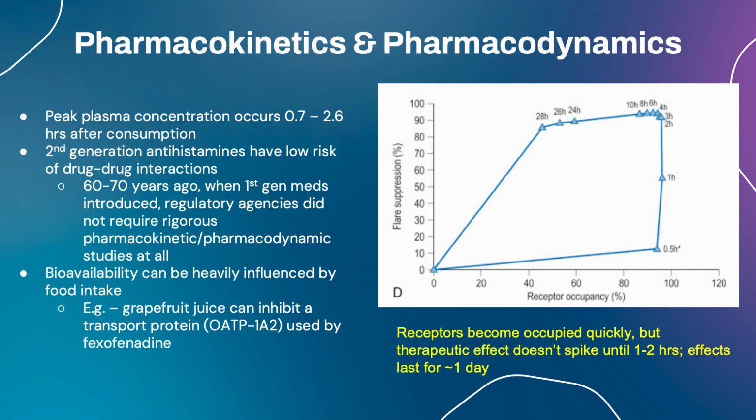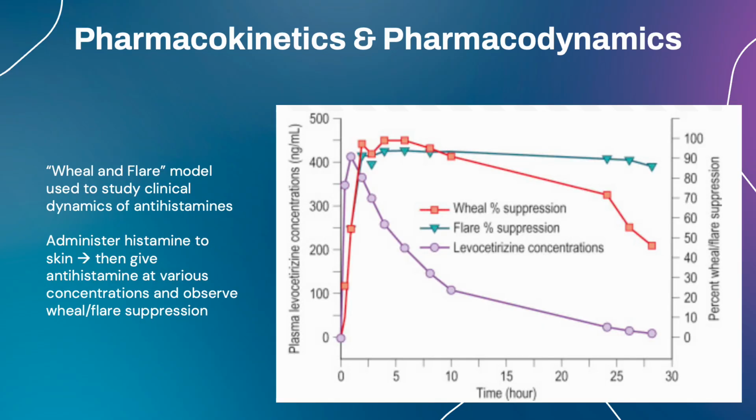So really the takeaway here is that these receptors are occupied quickly by these antihistamines, but you don't really see the full effects until at least a few hours. I mean, you can see by this plateau here on the top of the graph that even as the receptor occupancy drops, the saturation dropping, the flare suppression remains quite high, and that goes back to the idea of being constitutively activated. You don't always need the ligand there to have the downstream effects.